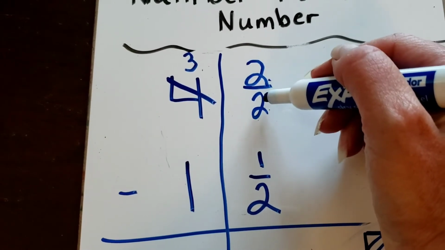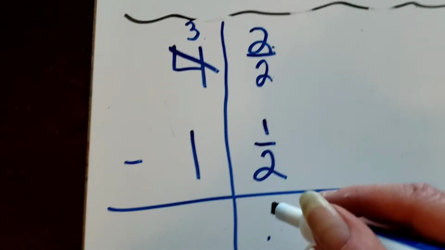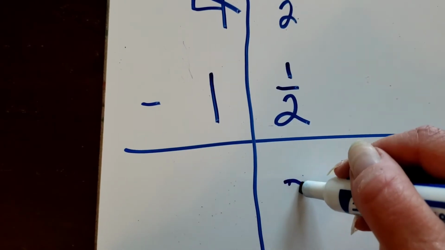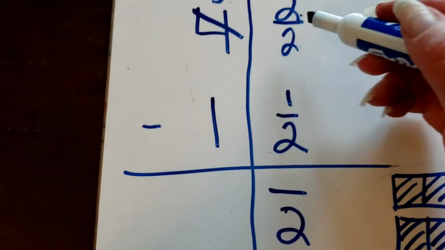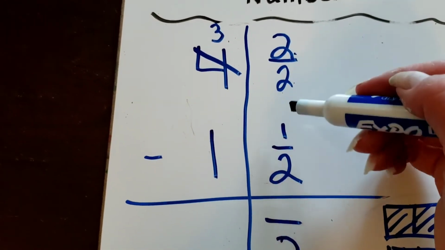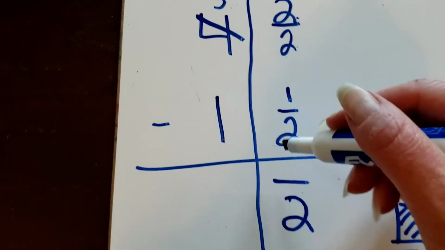I'm going to bring down my denominator because the 2's are the same, so I'm just going to bring the denominator straight down. Then I'm going to focus on my numerator. I have 2 minus 1 is equal to 1.